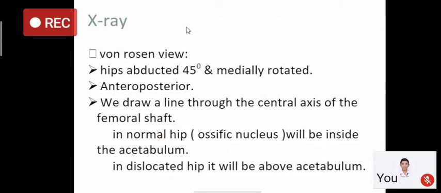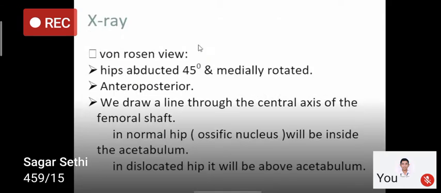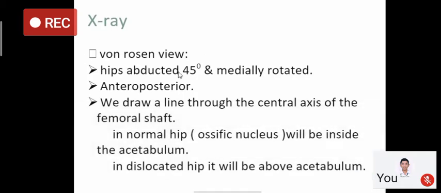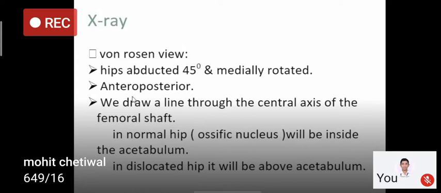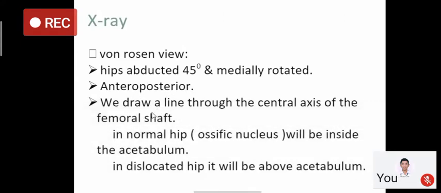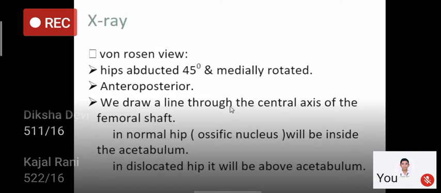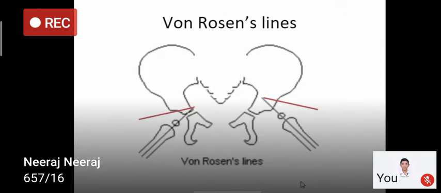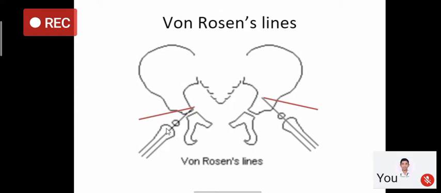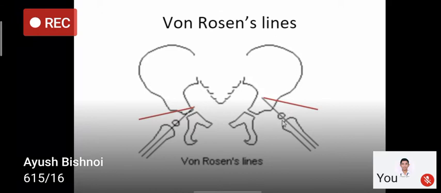Now coming on to X-rays. So many questions asked on X-rays. Von Rosen view: the hips are abducted 45 degrees and internally rotated. This is the AP view. And we draw a line through the central axis of the femoral shaft. In a normal hip, the ossific nucleus, which is the femoral head physis, will be inside the acetabulum. If dislocated hip, it will be above the acetabulum. Like this, the line which is passing through this is out of the acetabulum.